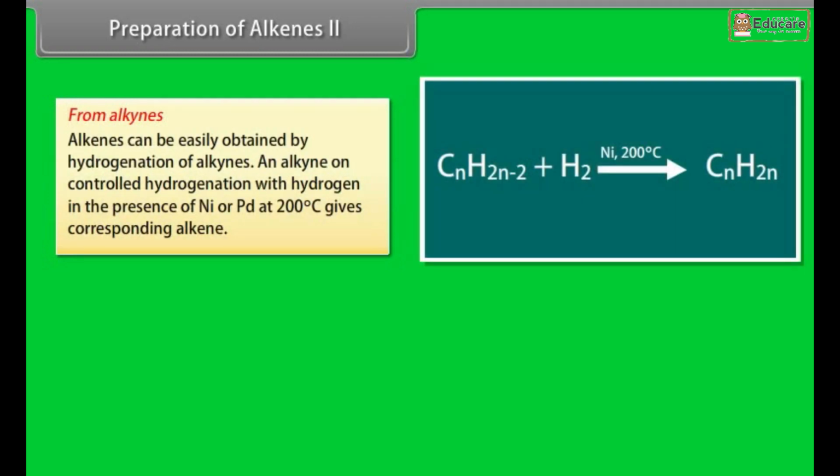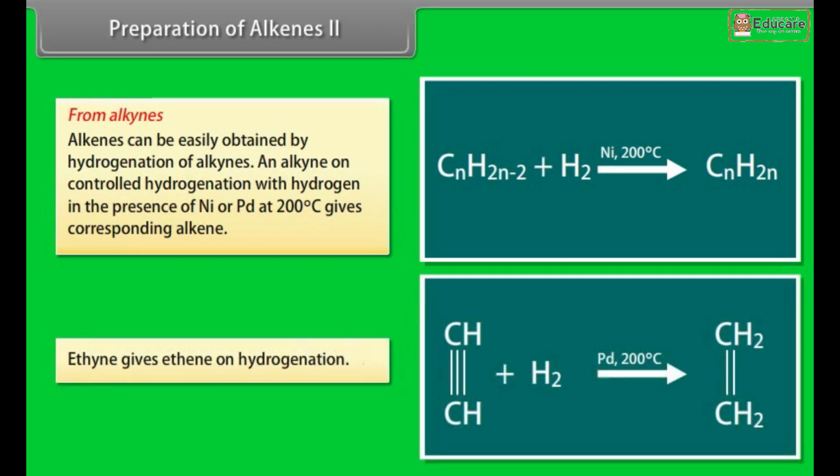From alkynes. Alkenes can be easily obtained by hydrogenation of alkynes. An alkyne on controlled hydrogenation with hydrogen in the presence of Ni or Pd at 200 degrees centigrade gives the corresponding alkene. Ethyne gives ethene on hydrogenation.